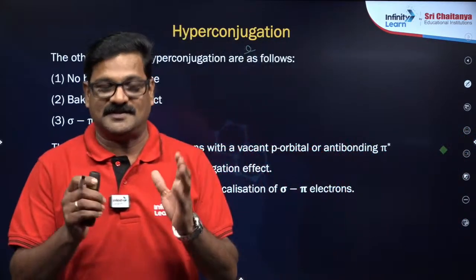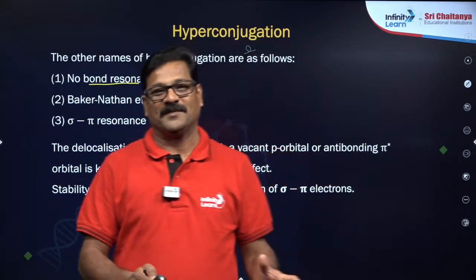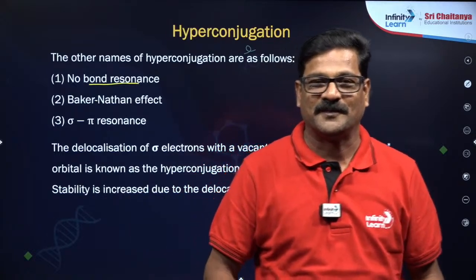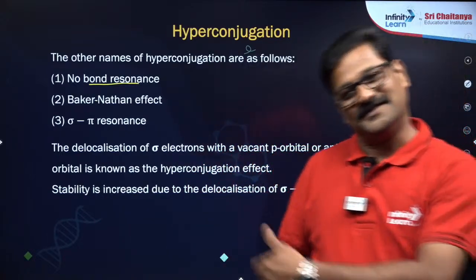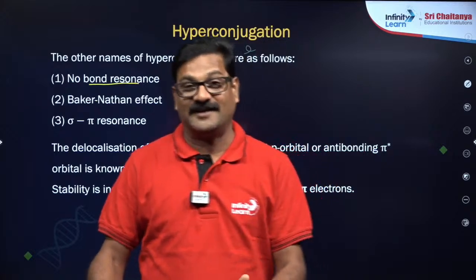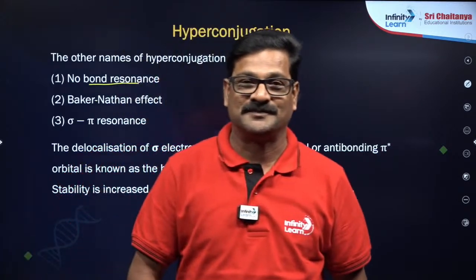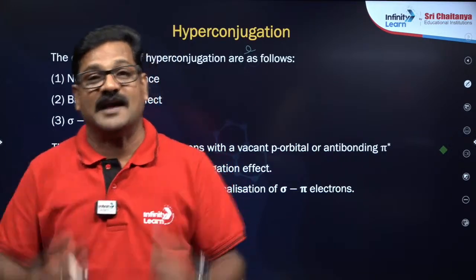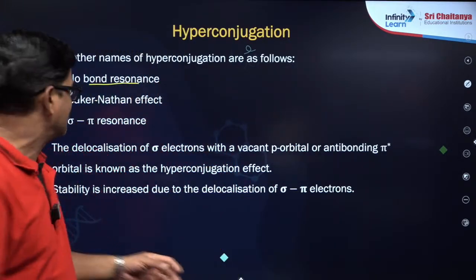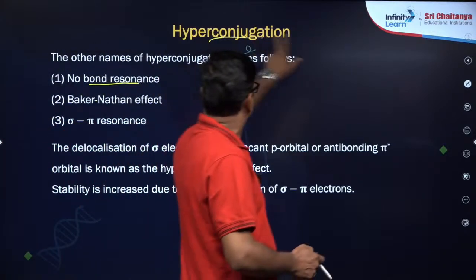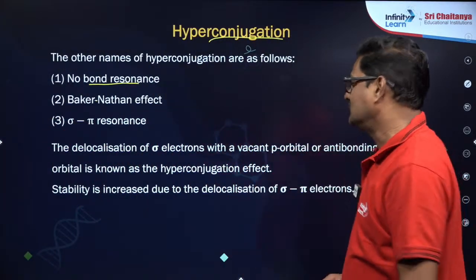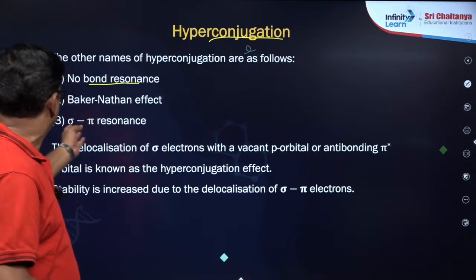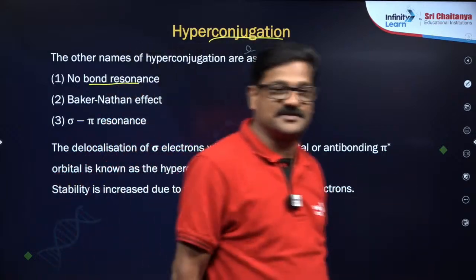I will tell you a simple story. If music is on and a kid is dancing, we can simply say he is active. If music is not there, still the child is dancing, you can say he is active, not only active, hyperactive. That's what we are saying. So resonance is happening, conjugation is happening, even without a bond. So it is hyperconjugation. This is also called the Baker-Nathan effect. You can also say it is sigma and pi resonance or sigma and pi conjugation.